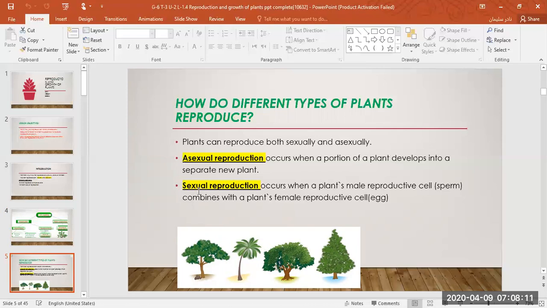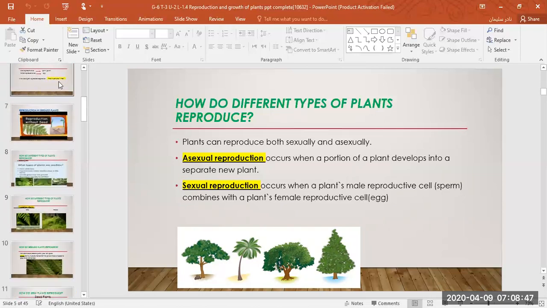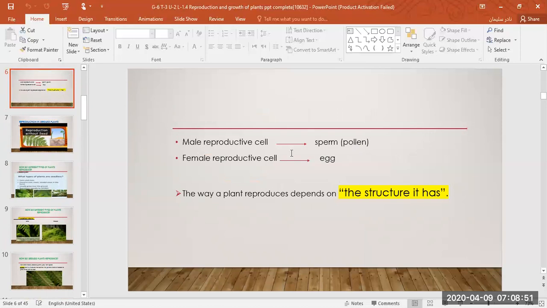But what about sexual reproduction in plants? When we say sexual reproduction, here we mean we have sex cells. Here we mean male and female. Here we mean two plants, not only one. So when you see sexual reproduction in animals, in plants, in humans, you have to know that there are sperm cells and egg cells. Here there is fertilization, as we took in the previous lesson. Okay, so let's see more about sexual reproduction. As you know from before, the male reproductive cell is the sperm and the female reproductive cell is the egg. And how do plants reproduce differently? This depends on the structures they have. According to their structures, the way of reproduction will be.